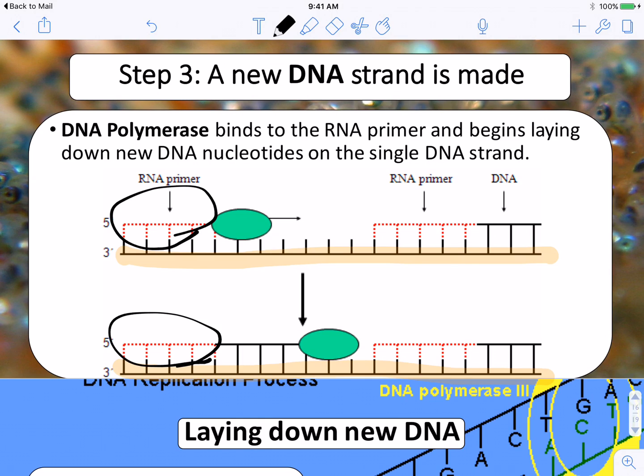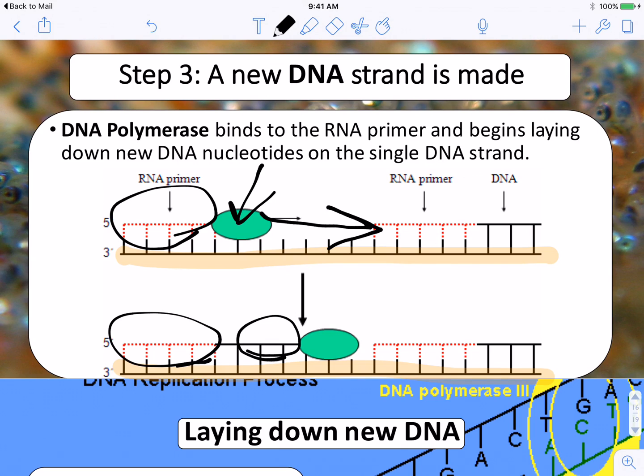And then the DNA polymerase, the green guy, finds the RNA primer and says, hey, you're with a pretty lonely single-stranded DNA, let's replicate and make a new partner strand. And so that's what happens. So then you have this DNA polymerase go that way and make a new strand, which you see right there.